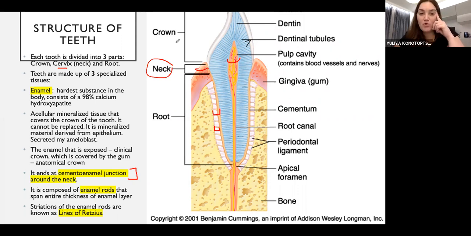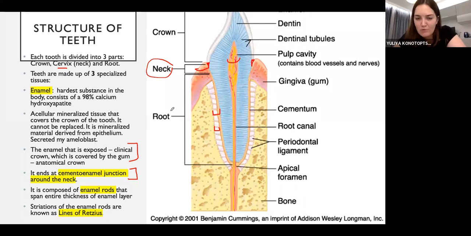There are two types of crown. There is the anatomical and clinical crown. Okay, so here they are, anatomical and clinical. Clinical crown is everything which is visible. So the enamel which is visible. What about the anatomical crown? This is the enamel which is covered by gingiva. So this little tiny area, right? So do you see it? Little tiny part of the enamel which is covered by the gingiva, we call it anatomical crown.